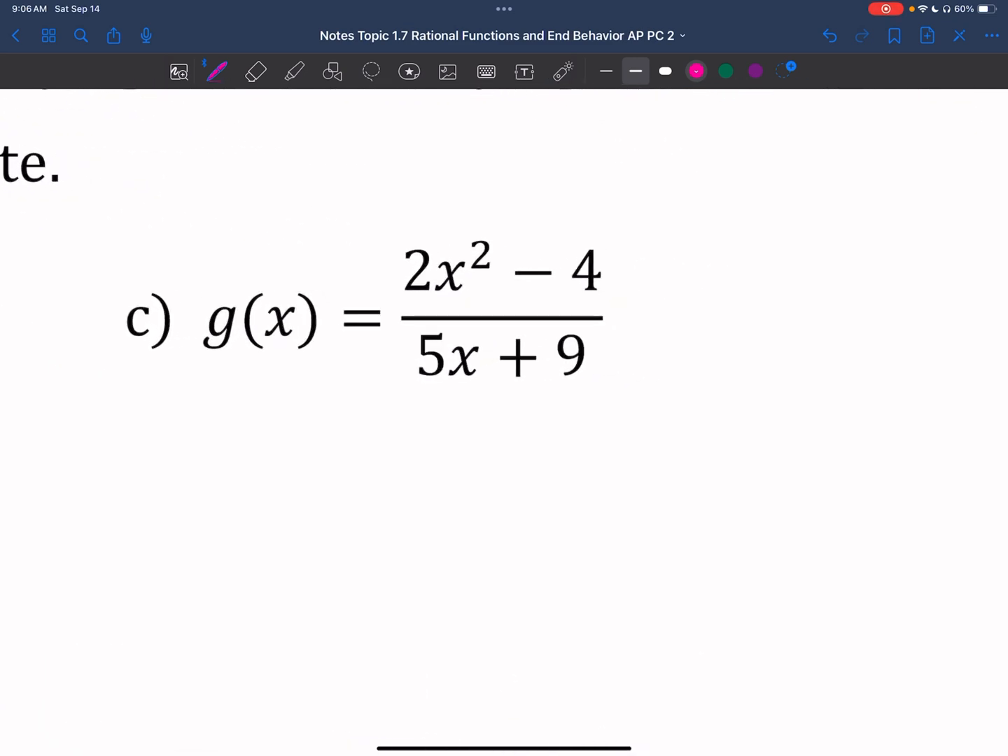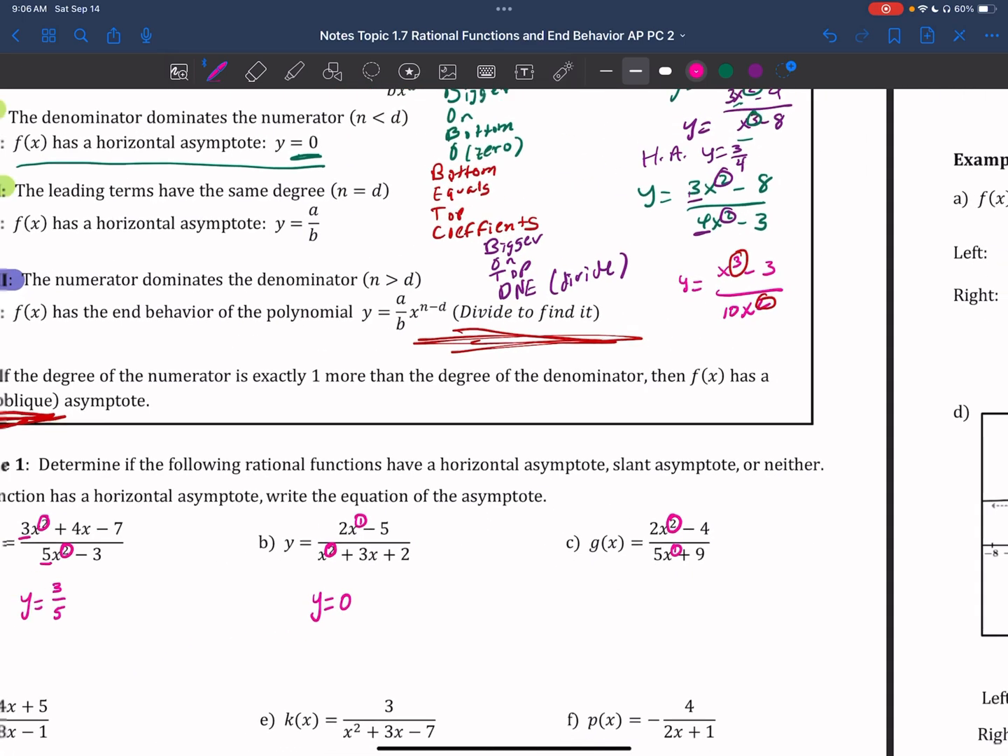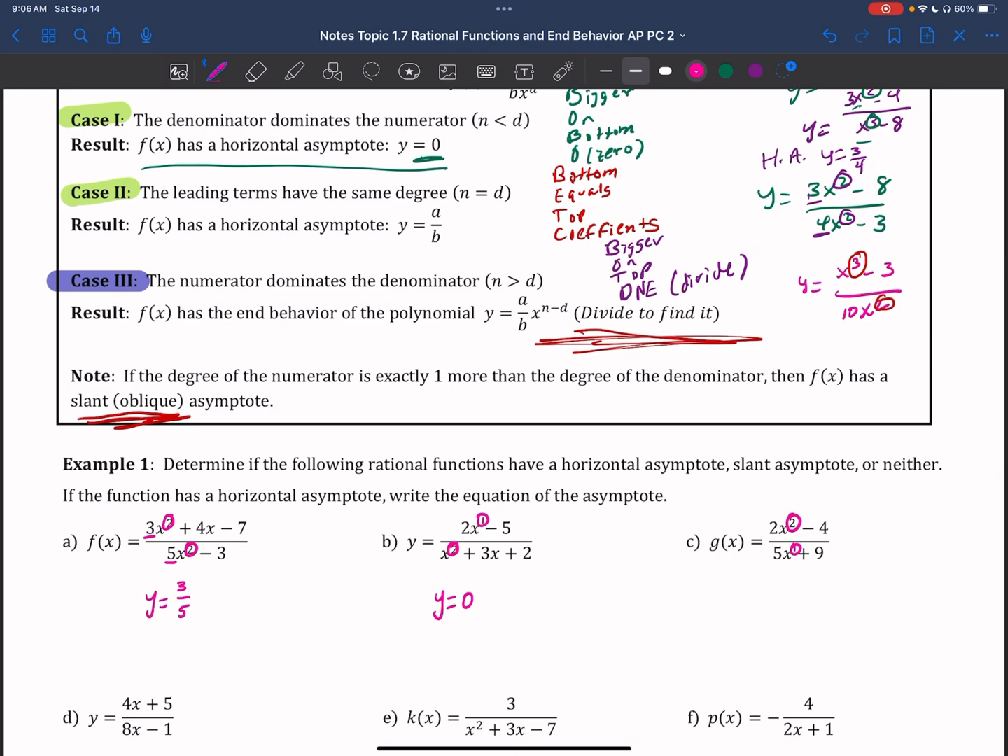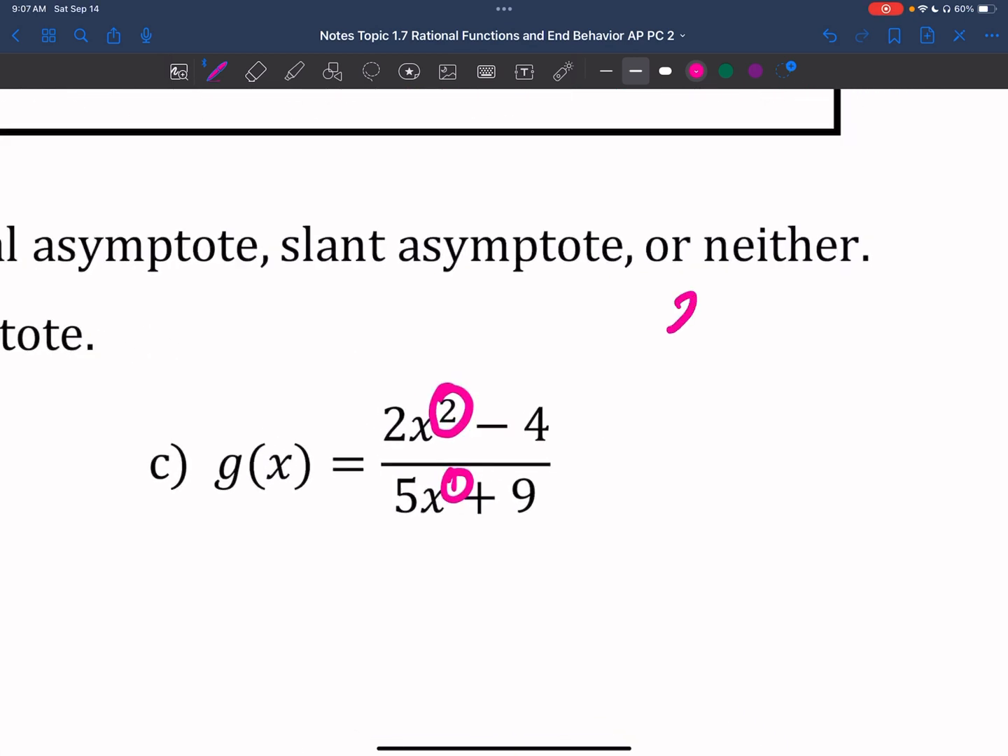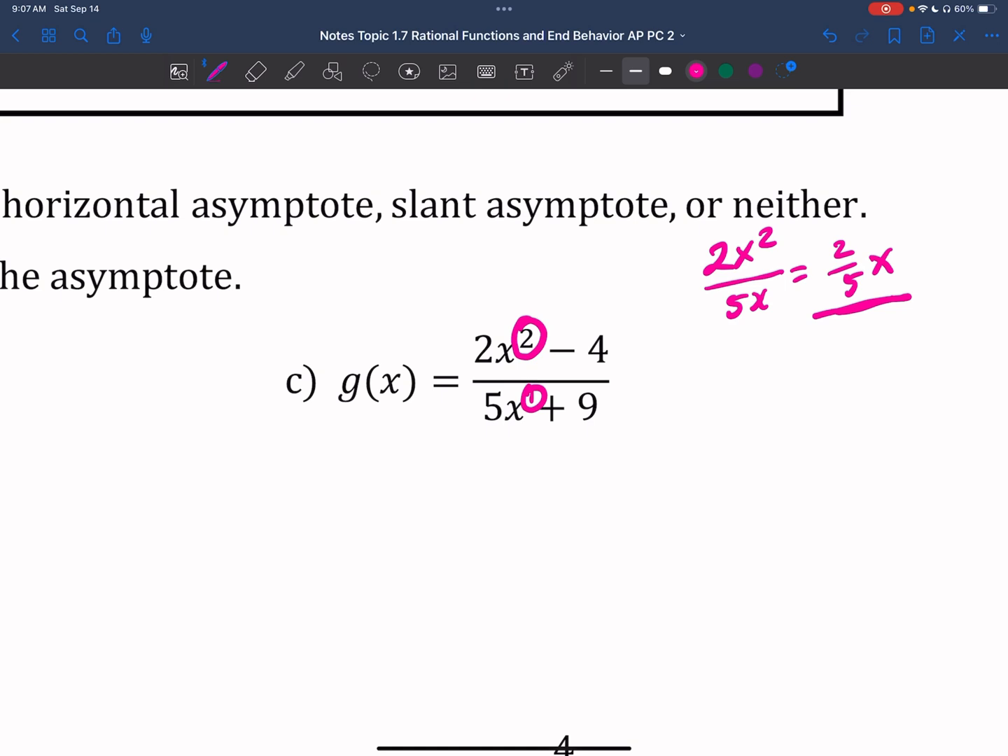Looking at C, again, I'm looking for my degree at the numerator, which is 2, and the degree on my denominator, which is 1. So it's bigger on top. This is going to be the BOTD situation. Again, I do not have a horizontal asymptote, but I do have an asymptote that has the same behavior as the polynomial of their division. So if I do 2x squared over 5x and simplify that, that will give me 2 over 5 x. Again, this is going to be a linear function, so this is going to be a slant asymptote.